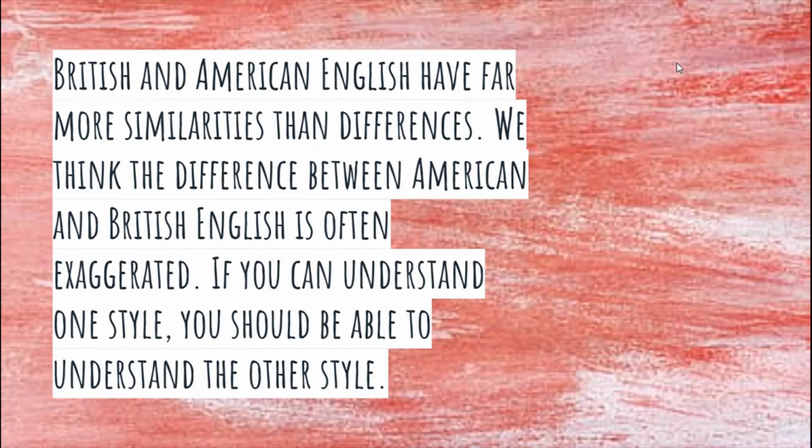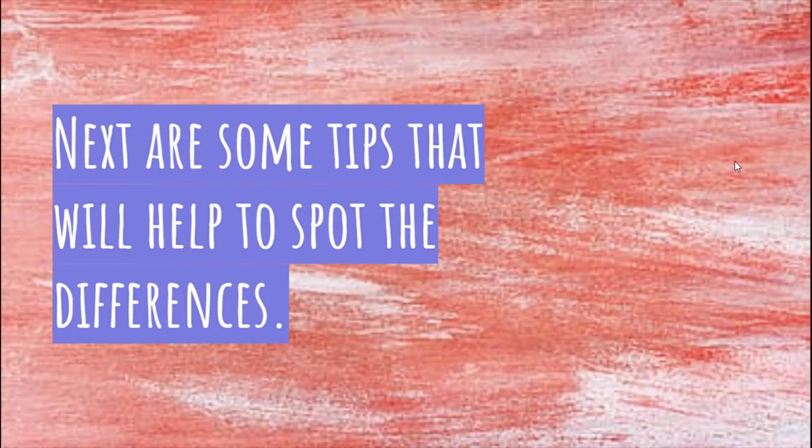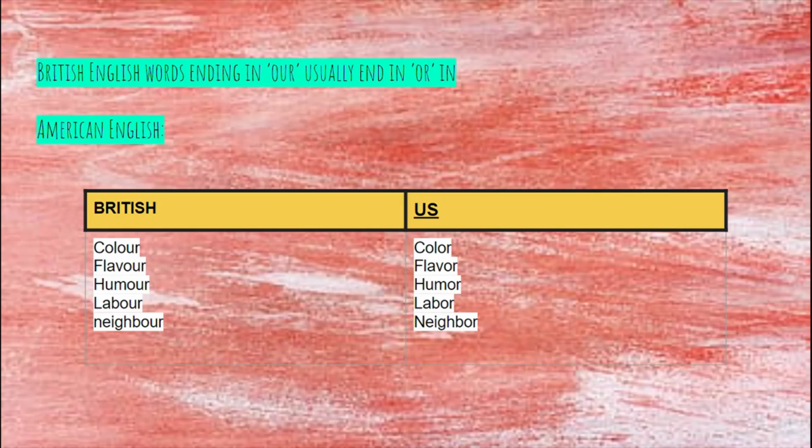So, British and American English have far more similarities than differences. Most of the time, the differences are exaggerated unnecessarily, but if you can understand one style of English, you should definitely be able to understand the other. So, we're going to go through some tips that will help you spot the differences. Words that end in OUR in British English usually end in OR in American English.